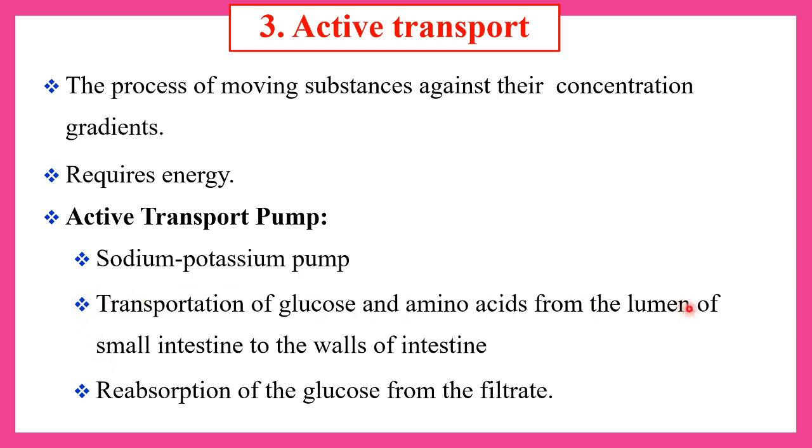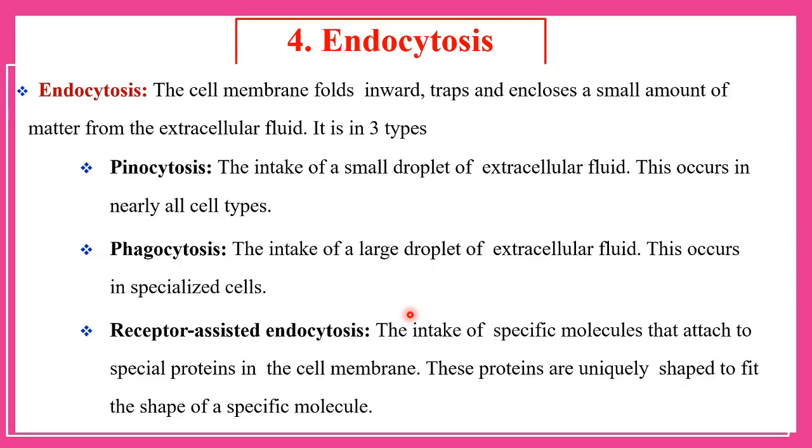And the active transport can be explained with two examples. The transportation of glucose and amino acids which are present in the lumen, they are absorbed into the walls of the small intestine. And also the filtrate which is present in the nephron, they can be reabsorbed into the collecting tubule.